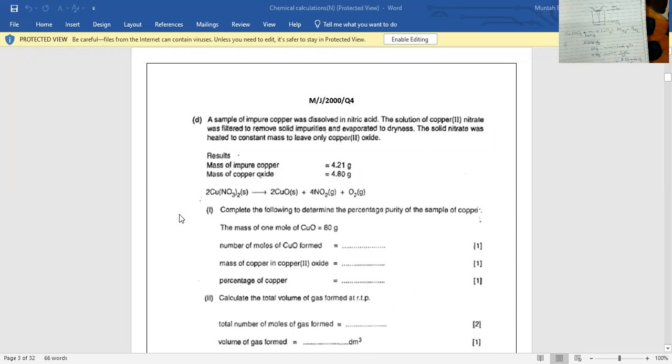So what is the formula for the number of moles? How do you calculate the number of moles? Mass over molar mass. Yes, mass divided by the molecular mass, right? Molecular mass is also called molar mass. Why is it so? Why is the molecular mass the same as the molar mass? Any idea?